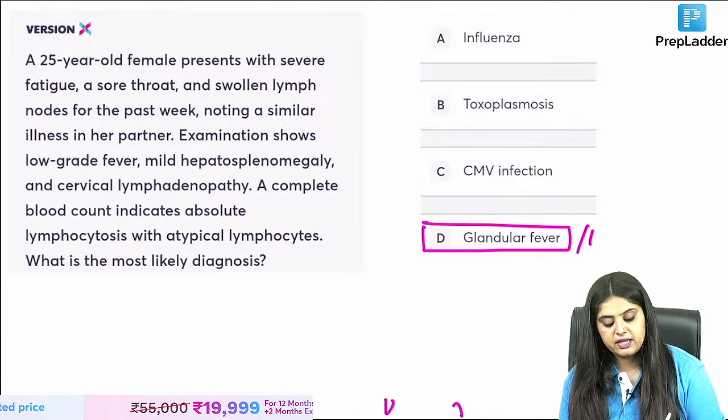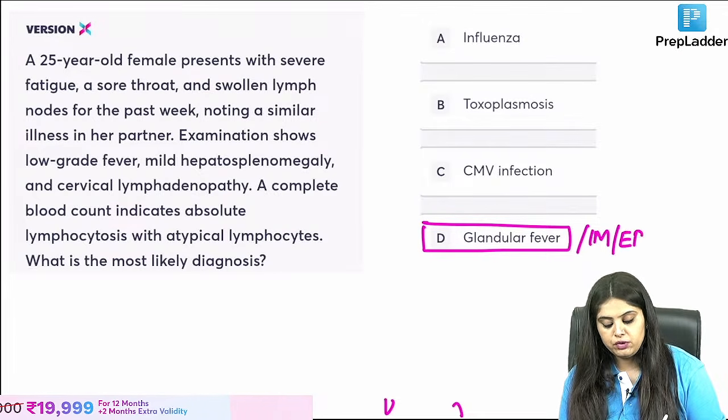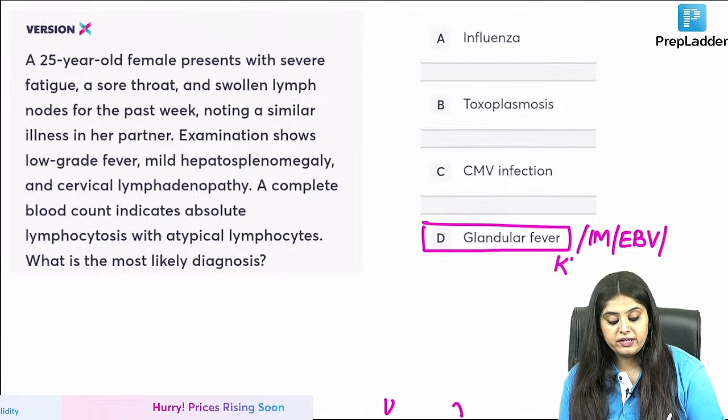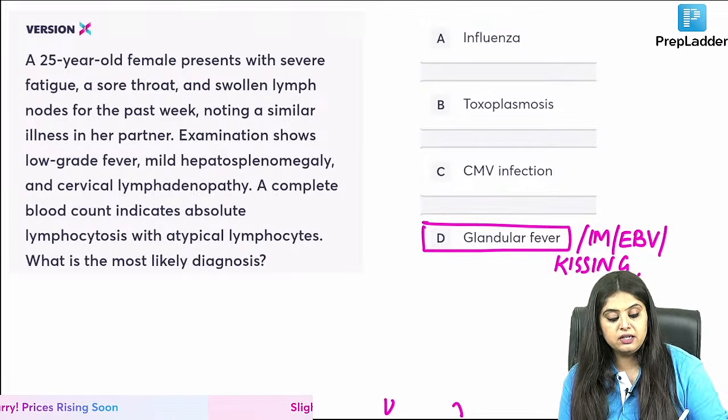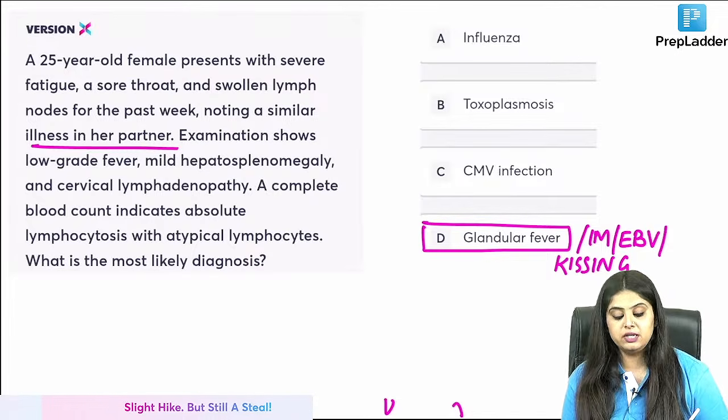Okay, what is the easy name for glandular fever? Infectious mononucleosis caused by EBV, also known as the kissing disease, and hence you could see that partner to partner transmission was also noted.